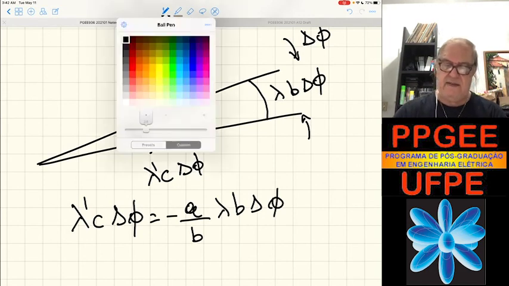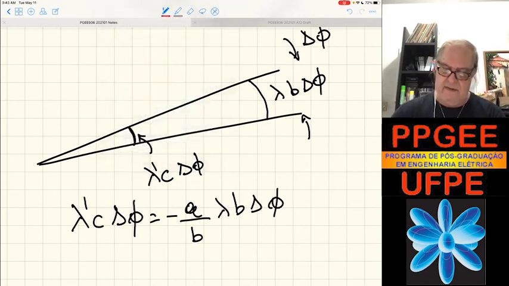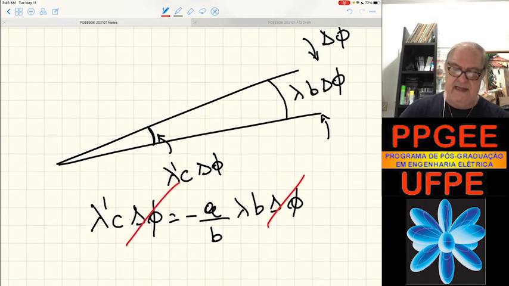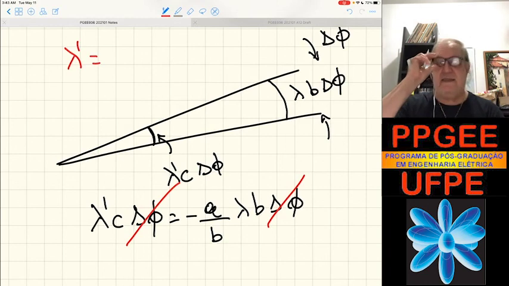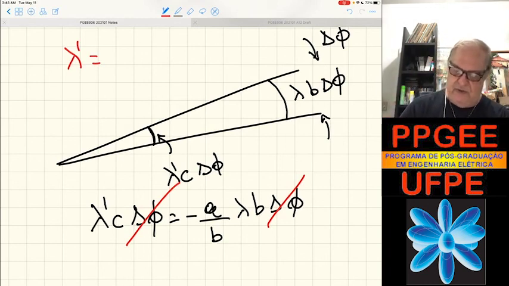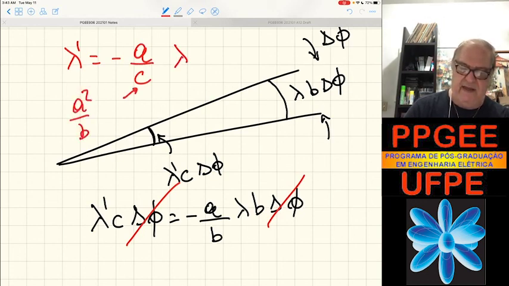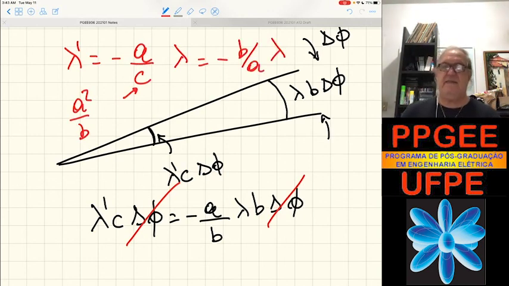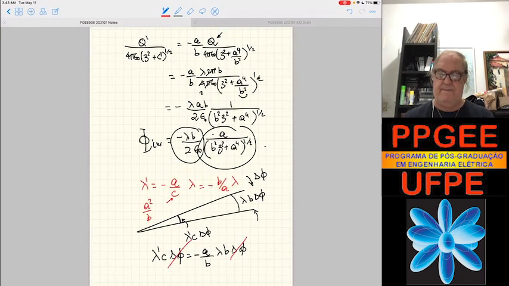So we can cut those things off. It means that lambda prime, the charge density of the image charge, equals minus a over c times lambda, but c equals a squared over b, so it equals minus b over a times lambda, right? That's what we got, which is the same result. It would give the same result as we obtained here, right?